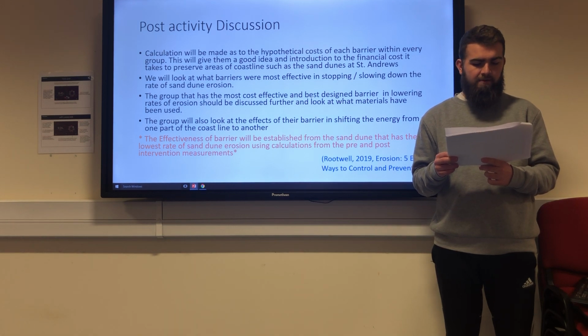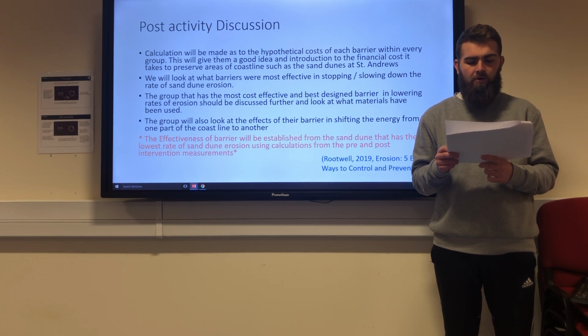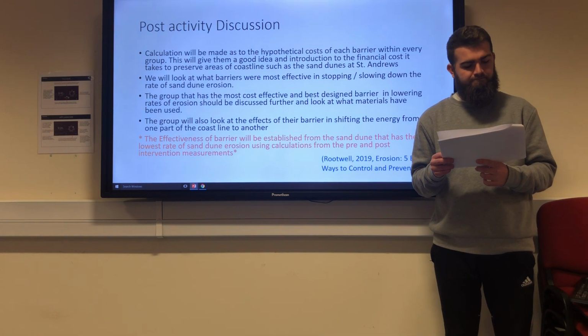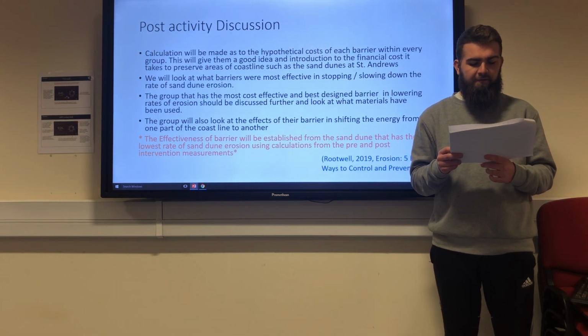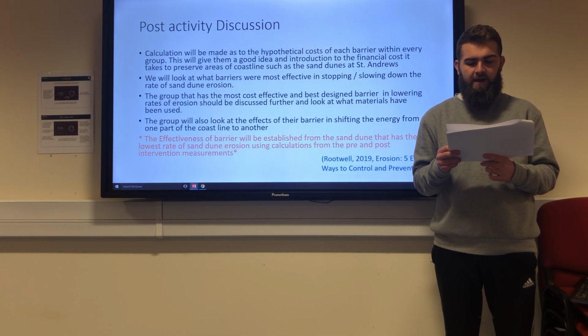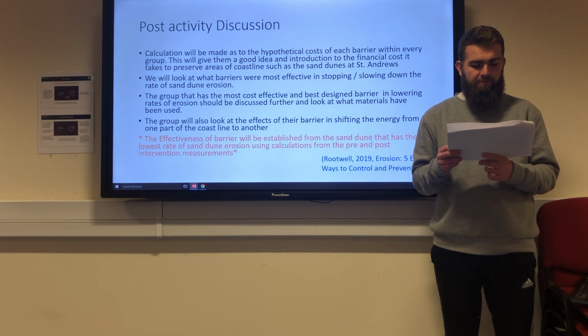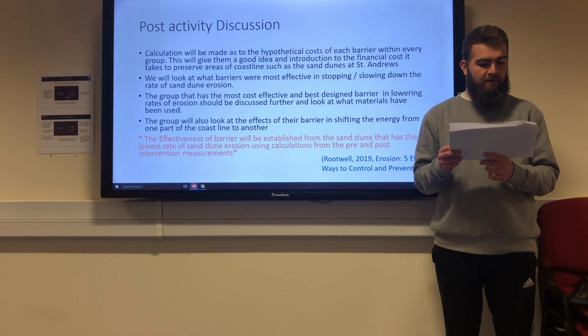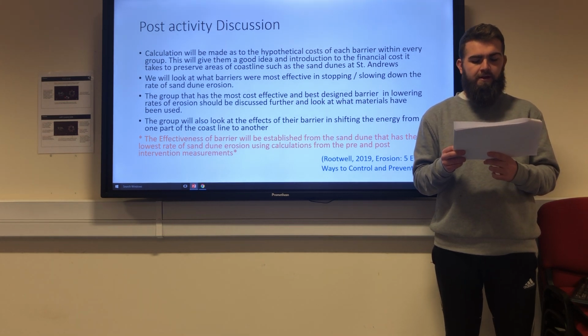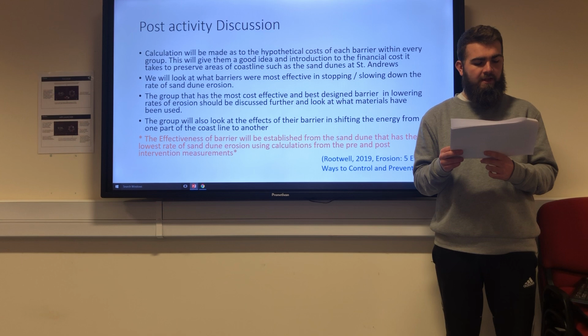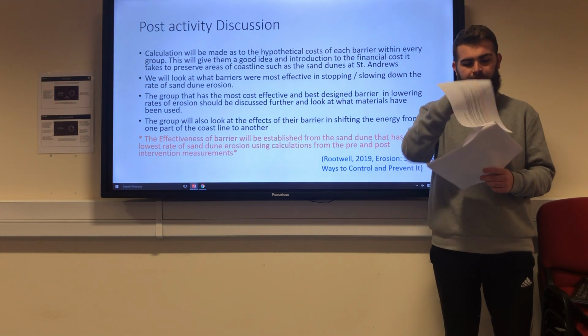The group that has the most effective and best designed barrier and lowest rates of erosion should be discussed further and look at what materials had been used. The group will also look at the effects of their barrier in shifting the energy from one part of the coast to another. Effectiveness of barrier will be established from the sand dune that has the lowest rate of sand dune erosion using calculations from the pre and post intervention measurements.